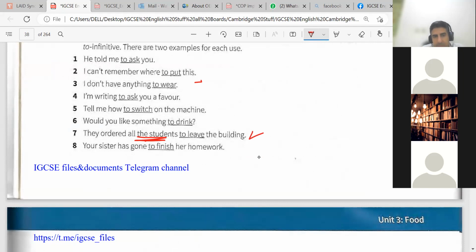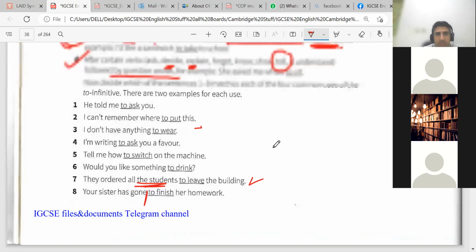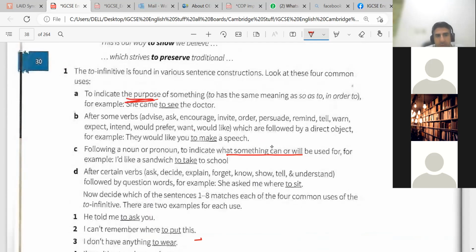Jury, what about you? I think it's C. C again. Pay attention, Jury. Your sister has gone. Here, verb, be careful. If I ask you, Jury, why has your sister gone? Why? To do, like a purpose, to finish her. Yes, excellent. So this one is to indicate the purpose.